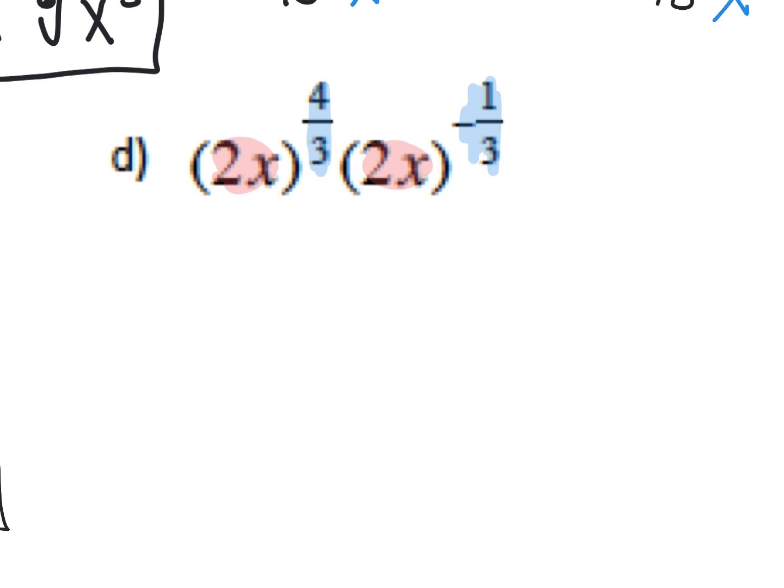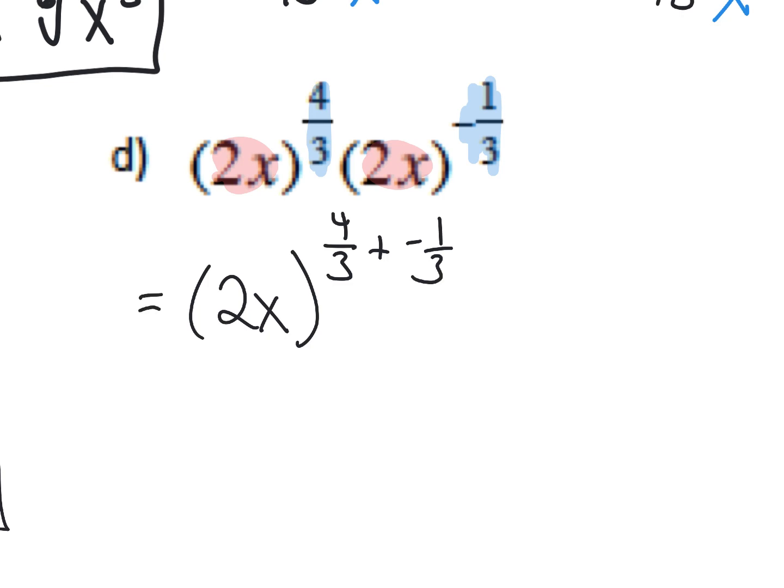Good job. So we got 2x. Yeah, so I'm just going to take a shortcut, and I'm just going to jump right into adding 4/3 plus -1/3. And I'm allowed to do that because I have like bases. It's that product rule on the chart on the previous slide. And then what's so nice is that we have the same denominator. So this is 3/3, which is 2x to the 1st, which is 2x. So much faster.